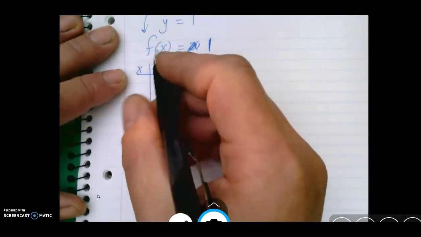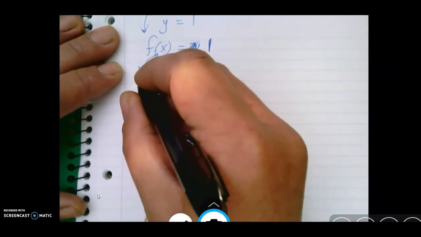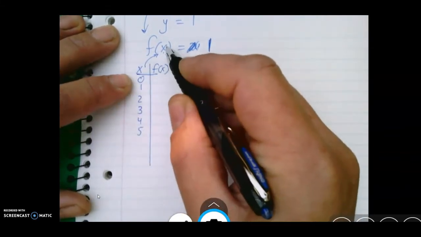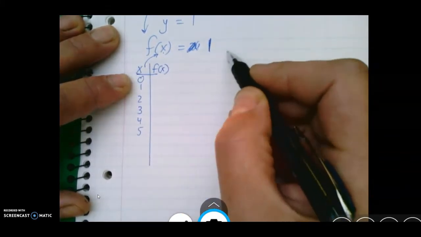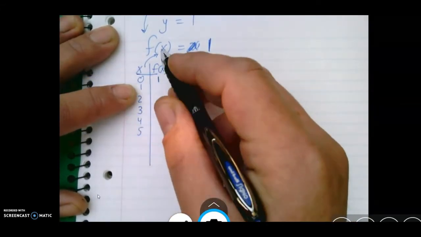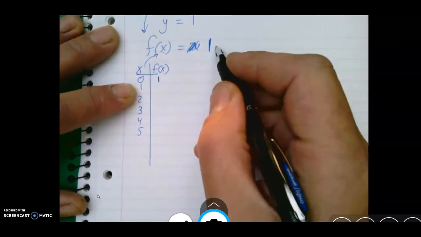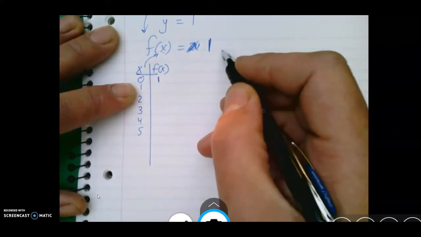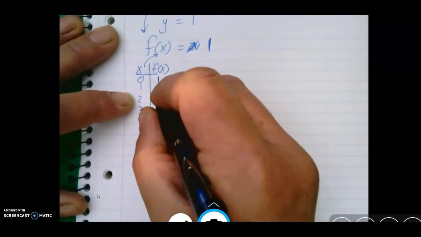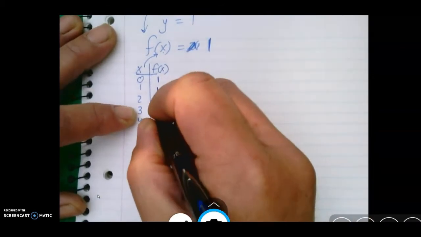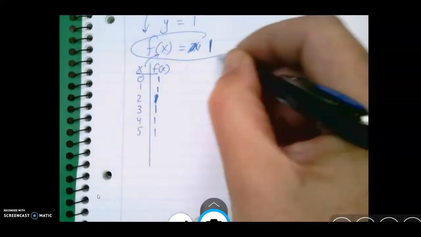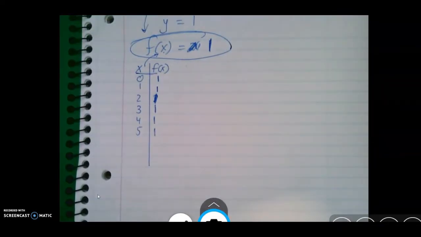The whole idea here is x is the input, and you're going to input numbers into here. 0, 1, 2, 3, 4, 5. So when you plug in a 0, well, there's nowhere to plug 0 in over here. There's no x. Your output is going to be 1. Plug in a 1, f of 1, there's no way to plug in over here, so it's equal to 1. 2, there's no way to plug in a 2. It's going to equal 1, 1, 1, 1, 1. There is no x to plug in here. Your function will always be equal to 1.